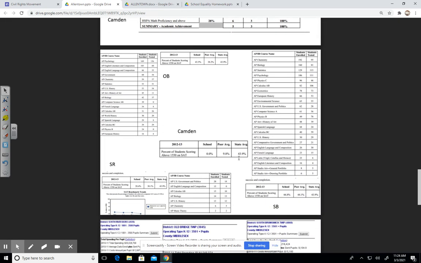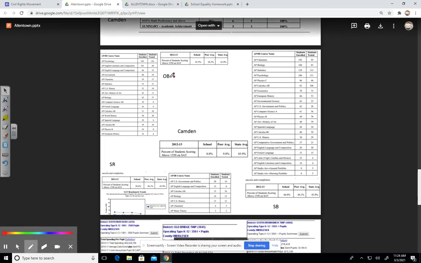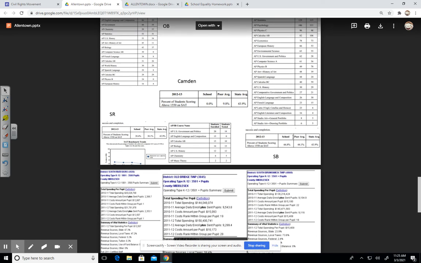Here we see AP classes. We see the list of the schools. Once again, we see Old Bridge, South River, Camden. Camden is only offering 1 AP class in comparison to some of these other towns that seem to have more. So you've got to think about if you're in this school and the school only offers 1 AP class in comparison to, let's say, 20 over here, is it equal? Does every student have access to education?